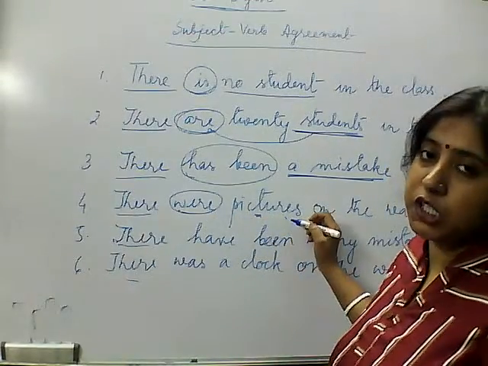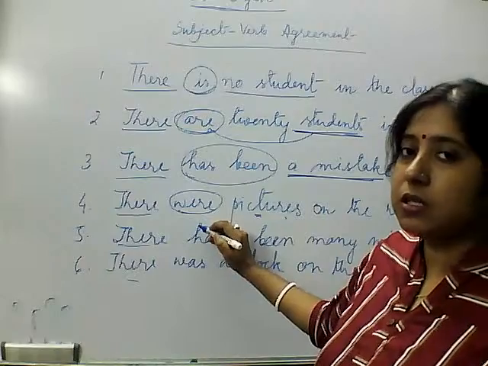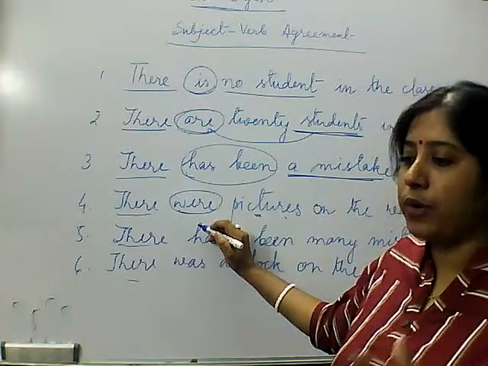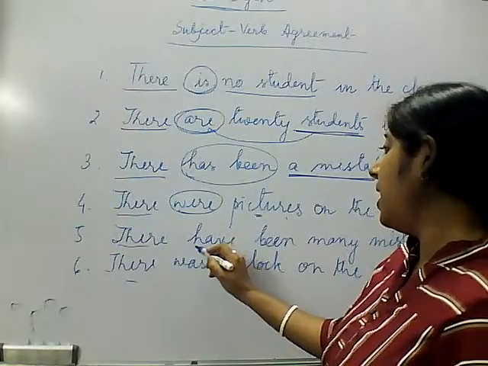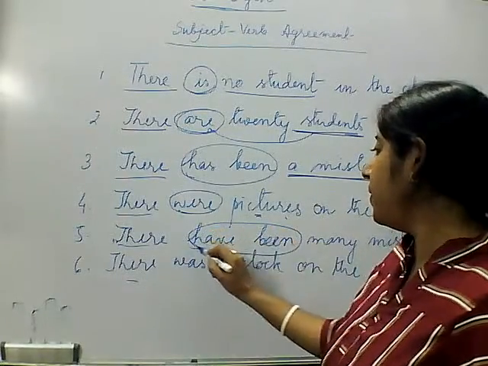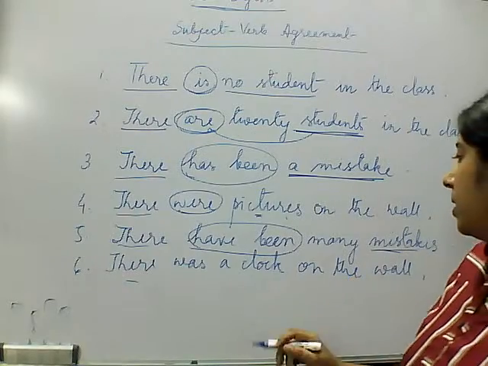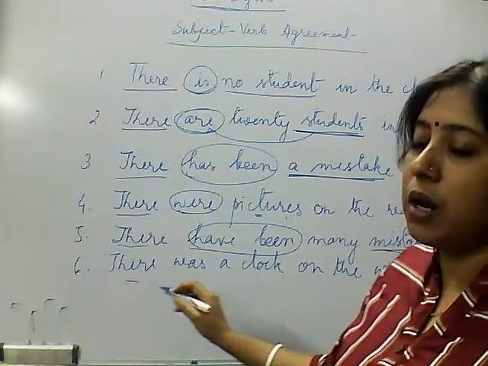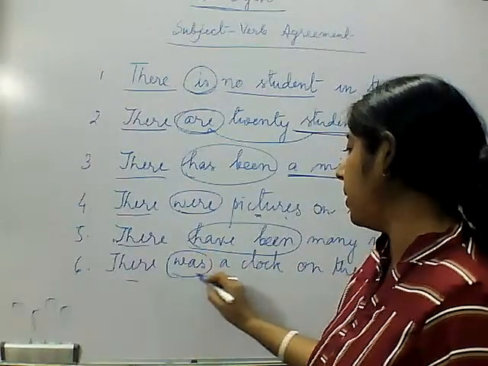Why is it "pictures"? Because our subject is plural, that's why we are using a plural verb. If it is past tense also, if the subject is plural, according to the situation you have to write it. Next is "have been". Why have you used this one? Because we are also plural in number. Okay, next one, "There was a clock." How many clocks? Only one clock, singular. And of course, this is a singular verb.